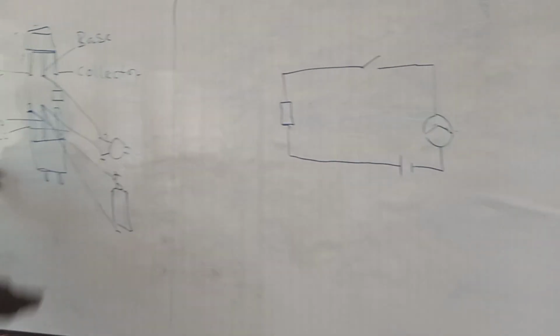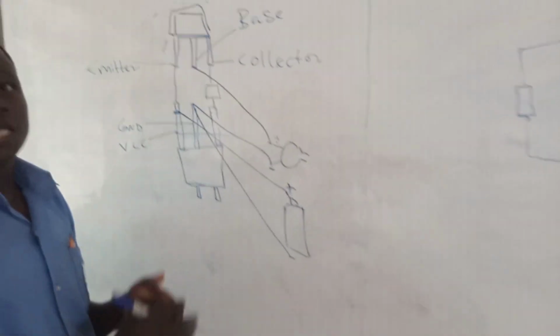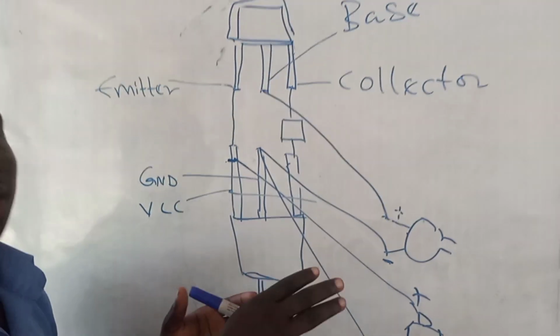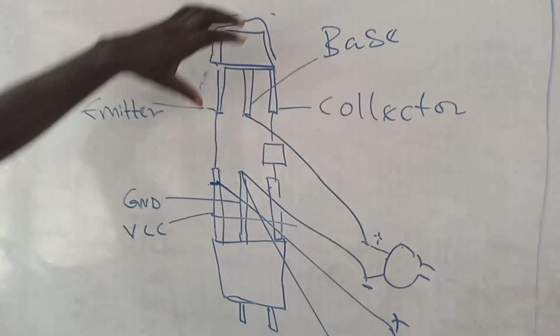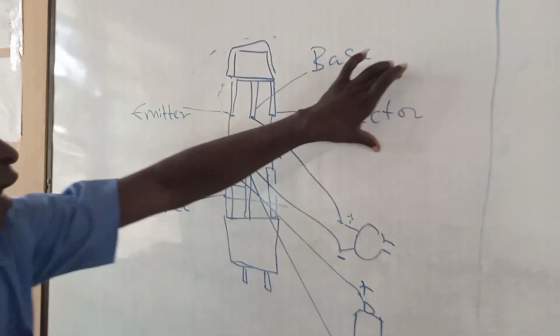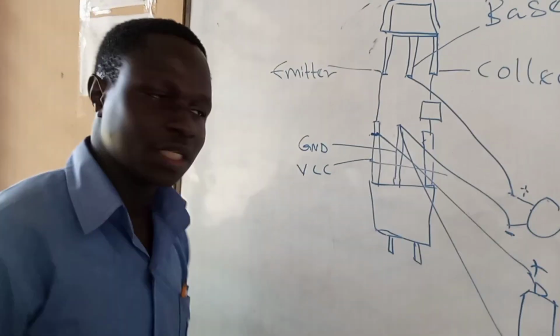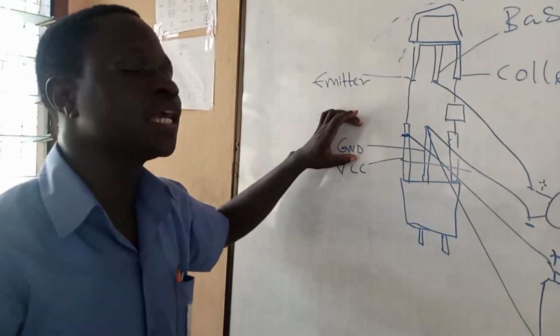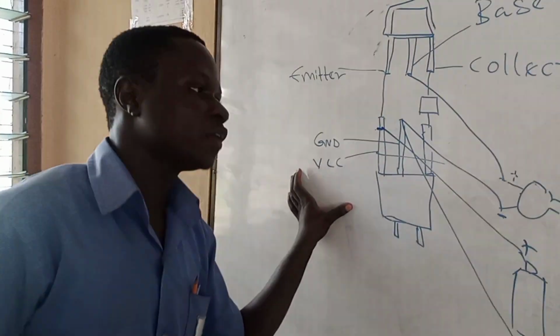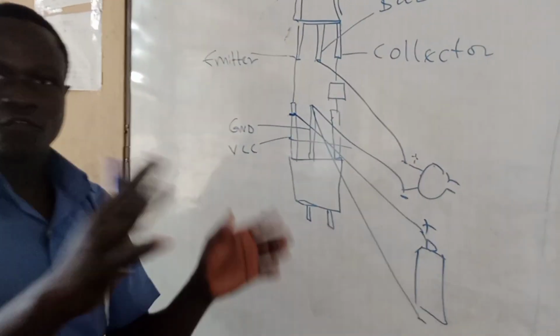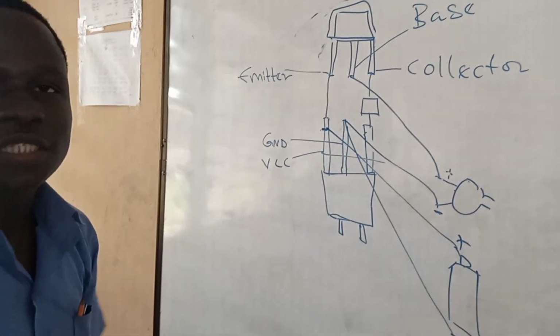So let's talk about how we do the connections with the transistor and other devices. Our transistor has a base, collector, and emitter. Then the sensor that we are using to build our project also has GND, which is negative, VCC, which is positive, and then OUT, which brings out information. So how do we connect this whole system?